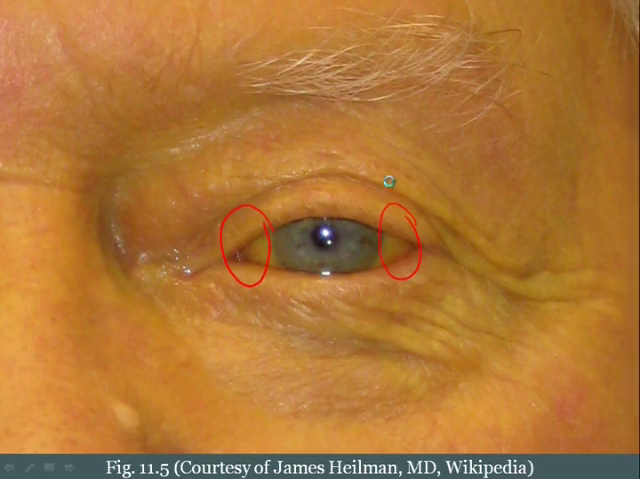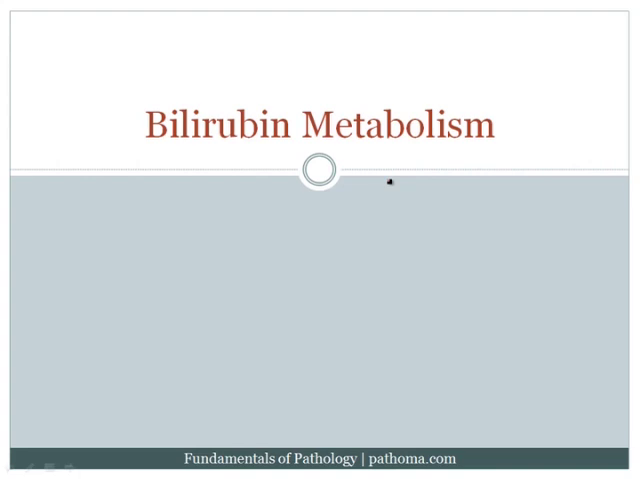Now, in order to understand the causes of jaundice, you're going to need to understand bilirubin metabolism. Let's remind ourselves that red blood cells live for approximately 120 days. When it's time for the red blood cell to be removed from the blood, it's taken away by the macrophages of the reticuloendothelial system. Of course, the most prominent location of these macrophages would be in the spleen. When the macrophages consume the red blood cell, they consume the hemoglobin as well.